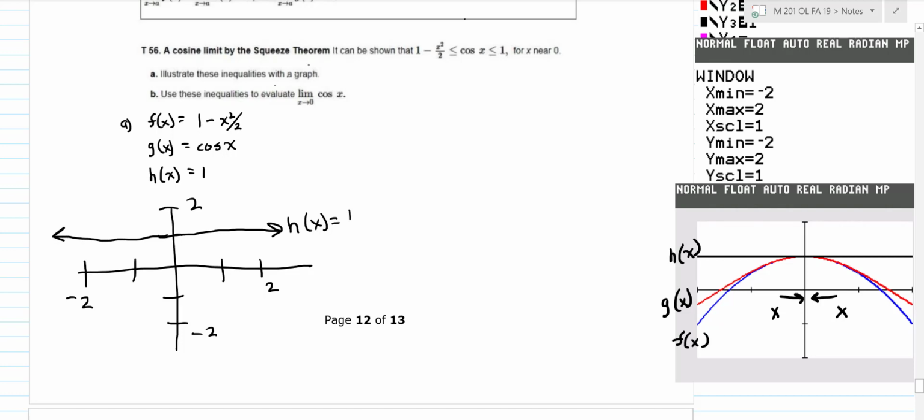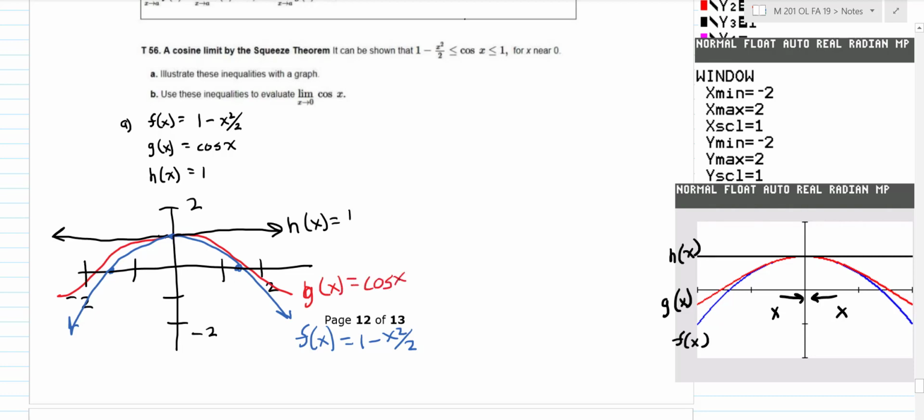Okay, the quadratic is the one in blue. You can see from the graphing calculator, it looks like it has an x-intercept around 1.5 and another one around -1.5, and I'll just sketch this in like that. So that's going to be labeled as f of x equals 1 minus x squared over 2. And then the one in red is the cosine, and the cosine graph is going to do something sort of like this. So g of x is equal to cosine x.